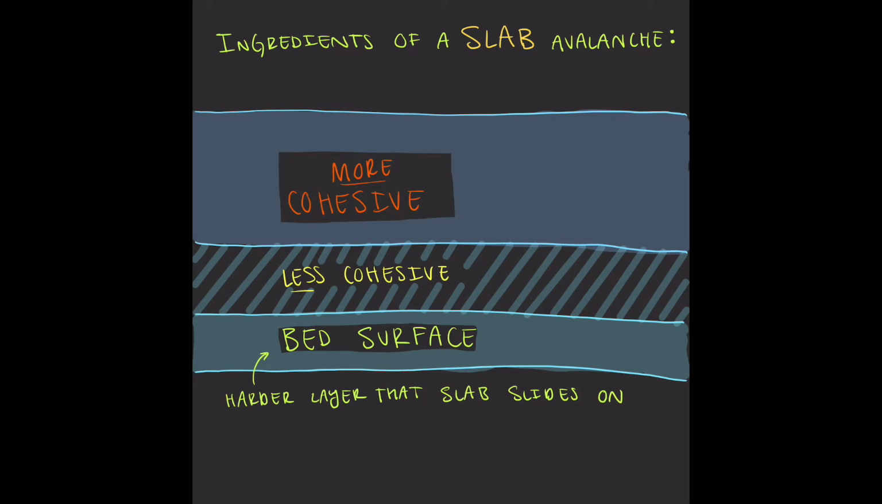I think it's worth mentioning that the bed surface could simply be the earth, and when that's the case, then the entirety of the snowpack is sliding, which is called a full depth avalanche.